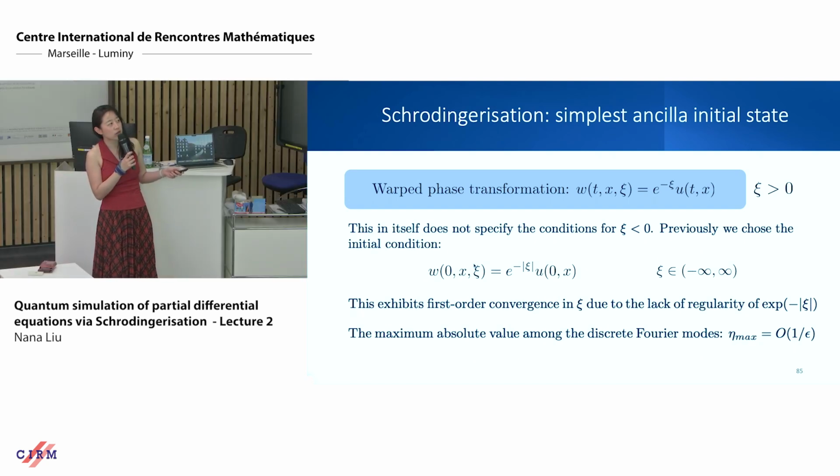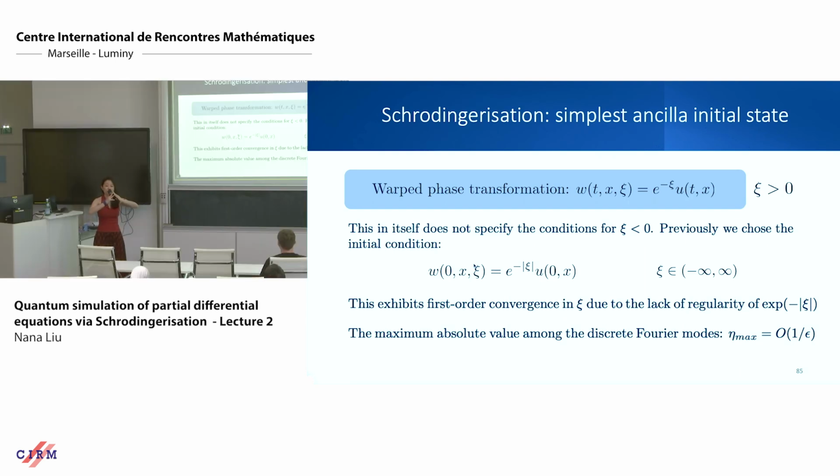Remember, in the simplest case, we do a symmetrization where we say, if psi is below 0, then we take e to the power of minus the absolute value of psi. Then we get this symmetry, and this state can be approximated by a coherent state. It's very symmetrical. However, if you now want to do numerical methods on this, it exhibits first order convergence in psi because of a lack of regularity of e to the power minus psi. We have a sharp point at the front, so the derivative is not well defined at the sharp point.